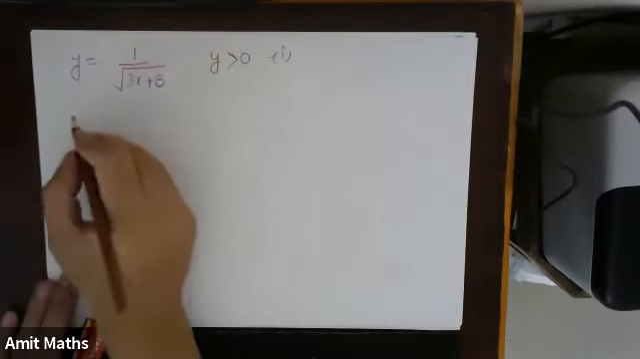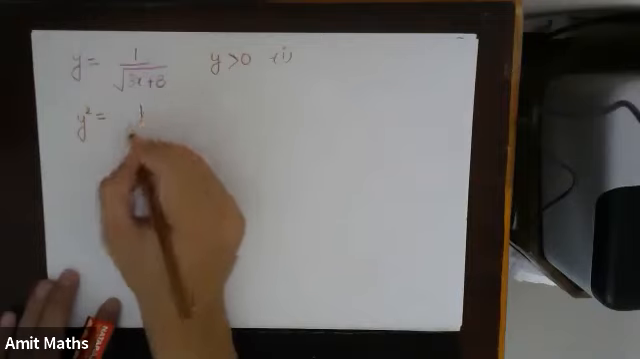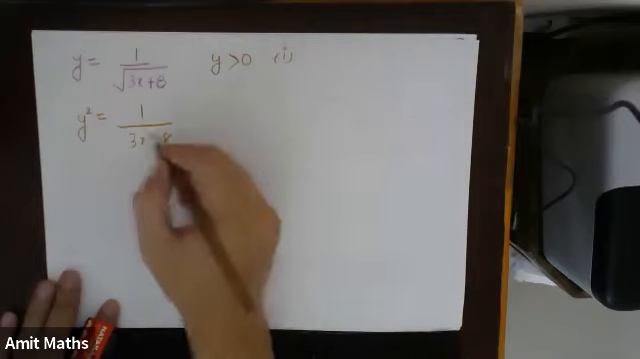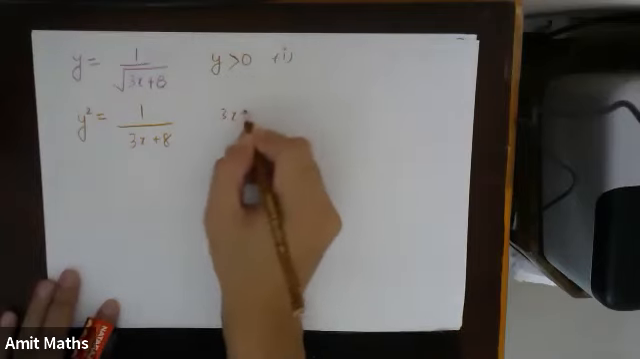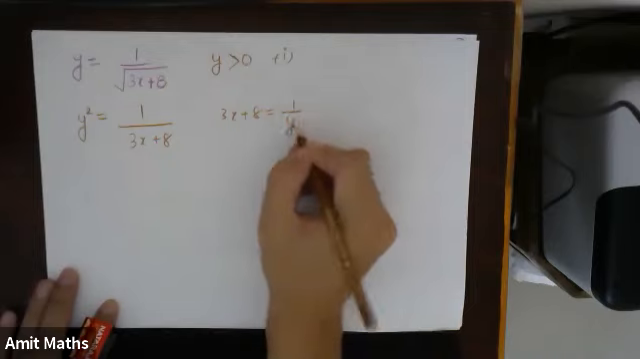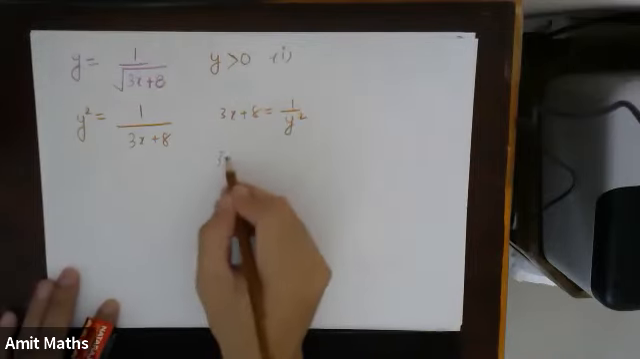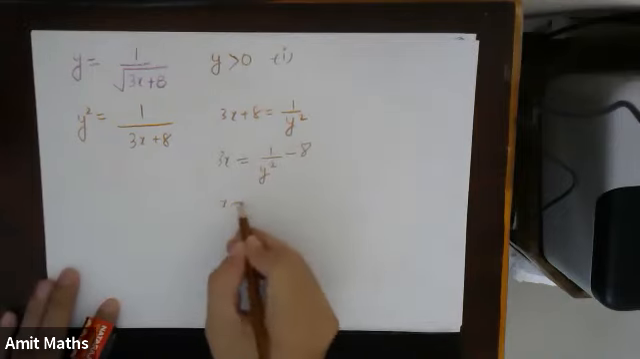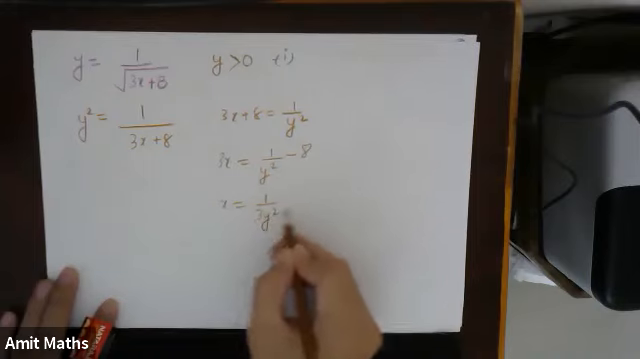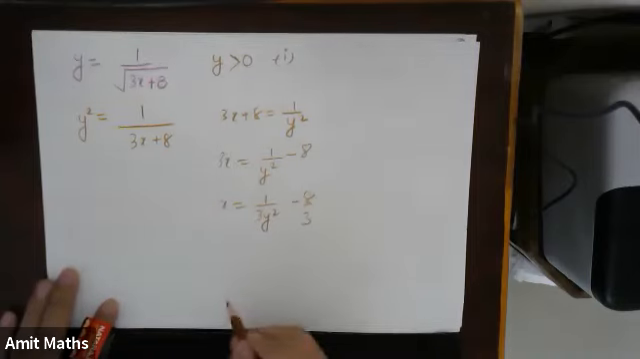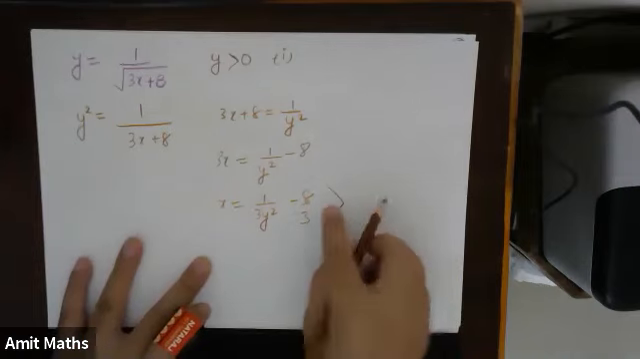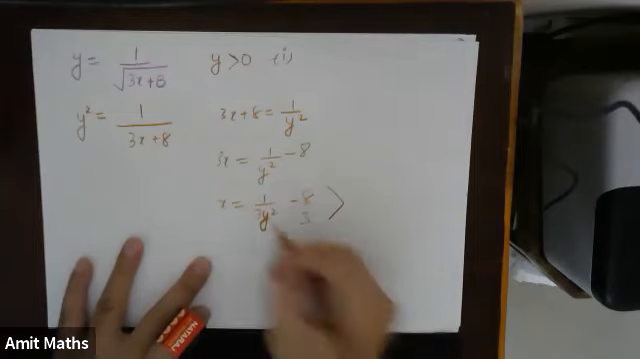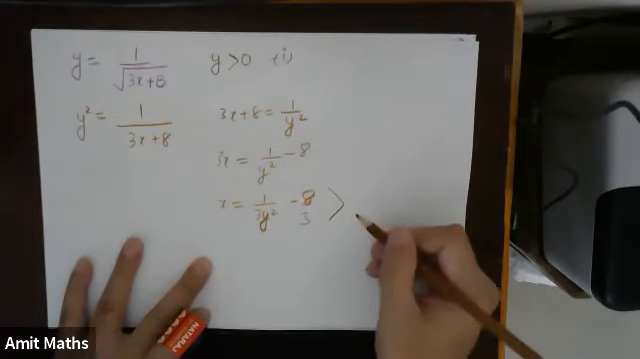Now I'll square both sides. So this will become y square is equal to 1 upon 3x plus 8. Okay, now I'll write x in terms of y. I will cross multiply, so this will become 3x plus 8 is equal to 1 by y square. So this will become 3x is equal to 1 by y square minus 8. So this will become x is equal to 1 by 3y square minus 8 by 3. Okay, now what I have to do? I have to find the values of y for which it will be satisfied.